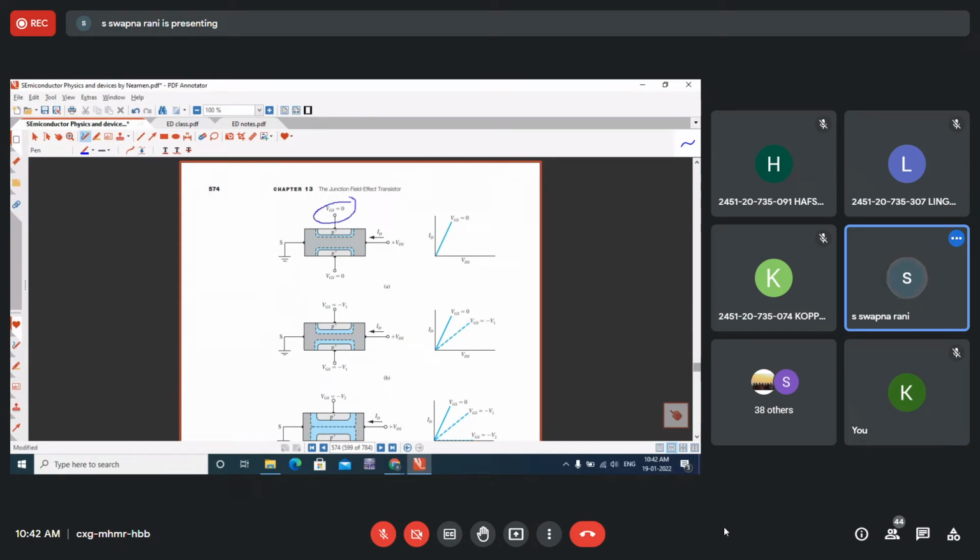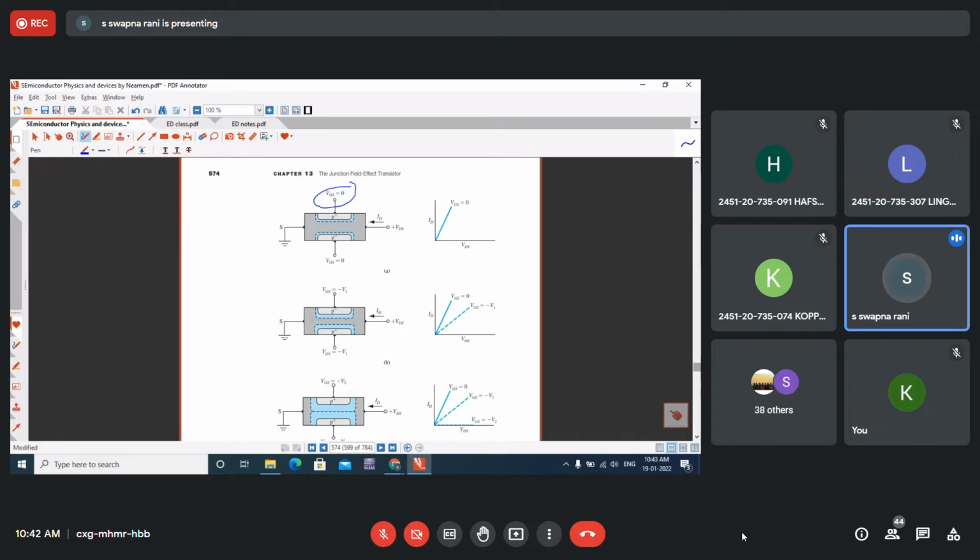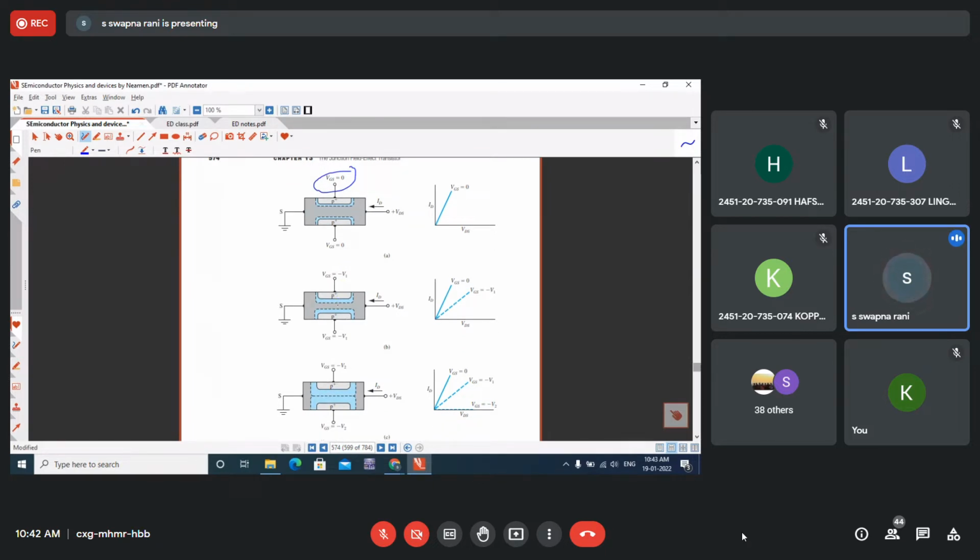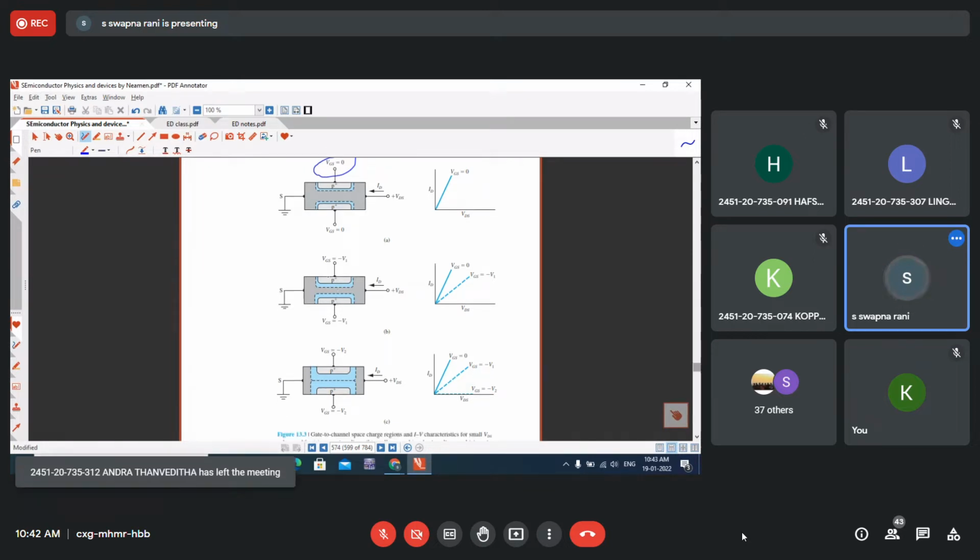Controlled by this VGS. When we keep increasing the negative voltage on the gate, that is the VGS voltage, this negative voltage makes the gate-channel junctions reverse biased. When the junctions become reverse biased, the depletion regions around these junctions are widened and the width of the channel decreases. Therefore, when we increase the reverse bias voltage, the rate of flow of electrons decreases because of the reduced channel width, and the slope of the characteristic curve is reduced.